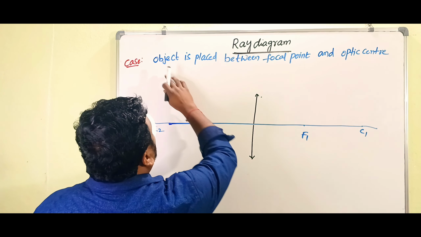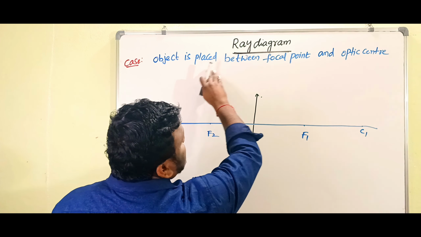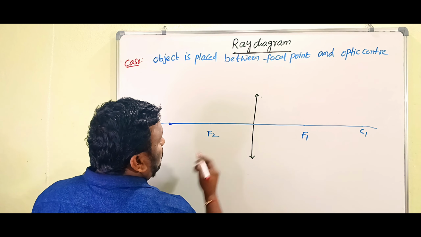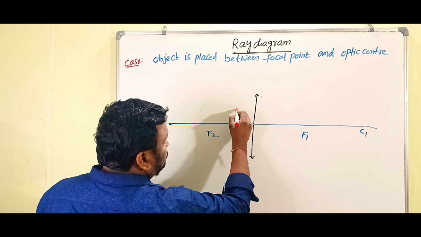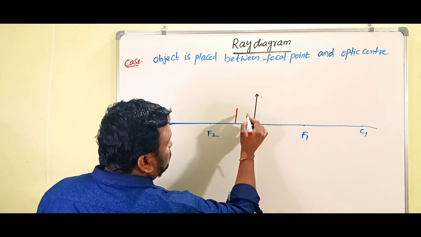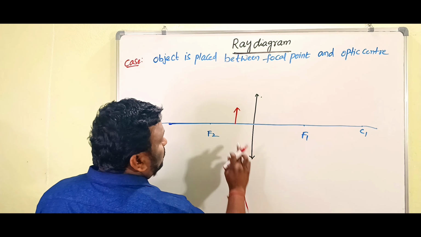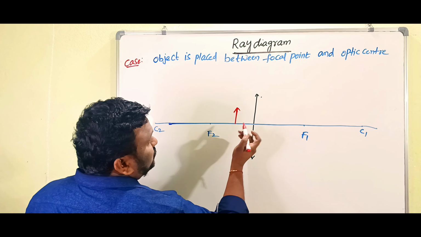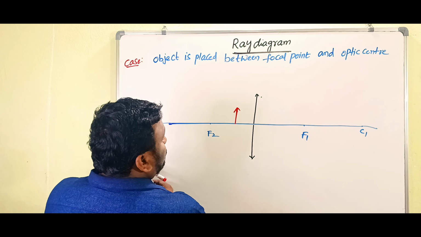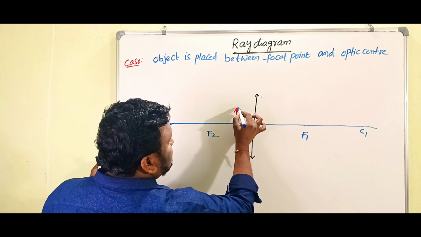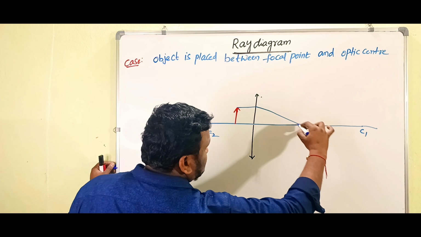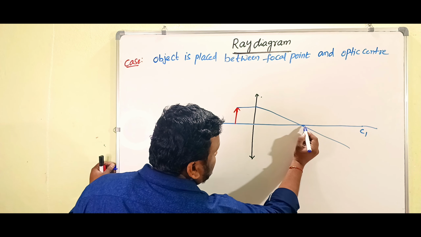Now what is the situation? The object is placed between the focal point and the optic center. Here it is the object, simply between the optic center and f2. So obviously one ray is parallel to the principal axis. After refraction, that should pass through the focal point. This is the focal point.